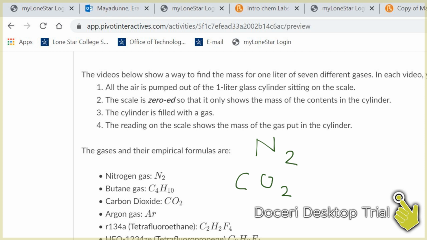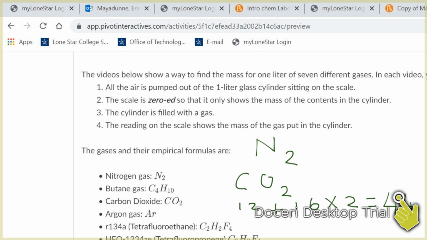The periodic table has listed the molar masses of each and every element. You do not have to memorize it. Look at the periodic table and get the mass of each atom. For carbon dioxide, carbon is 12, and oxygen is 16 times 2, because you have two oxygens. Then you add all these numbers and it comes to 44. So the molar mass of carbon dioxide is 44.